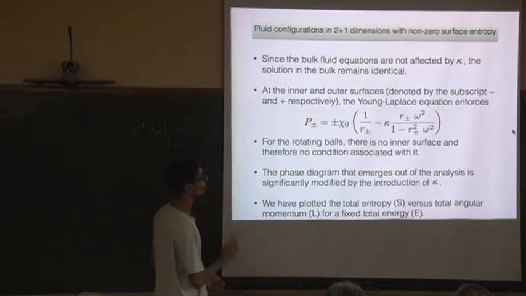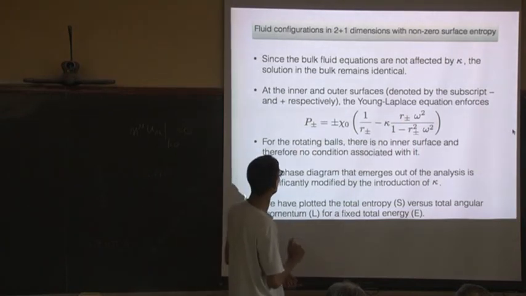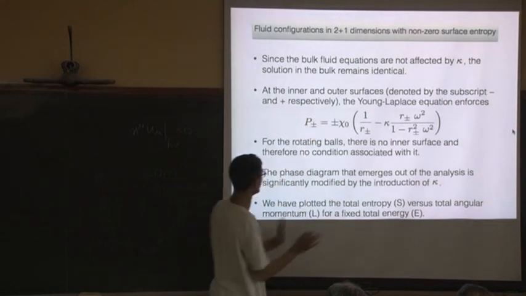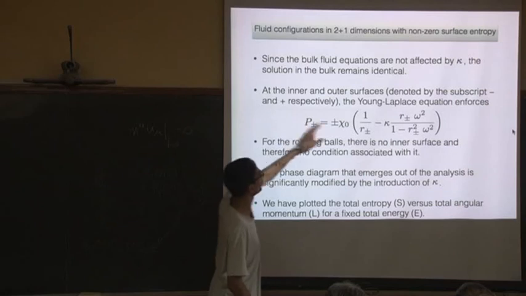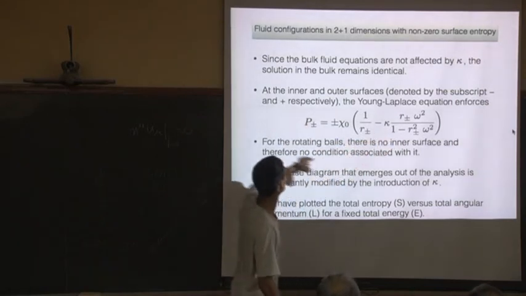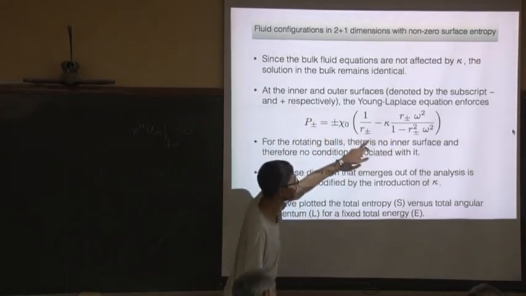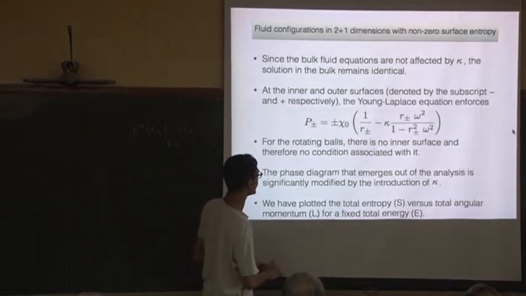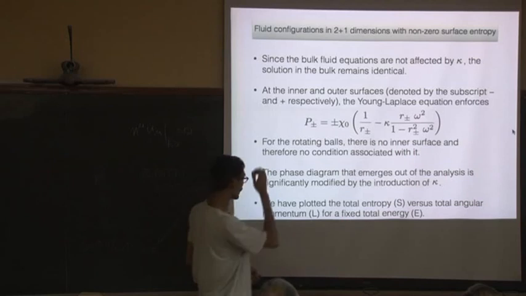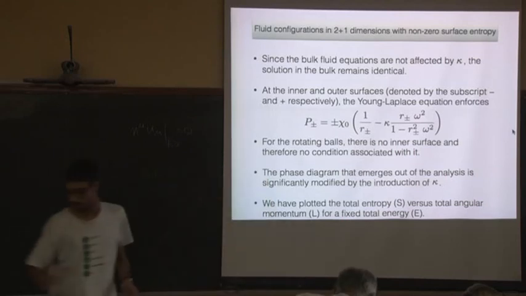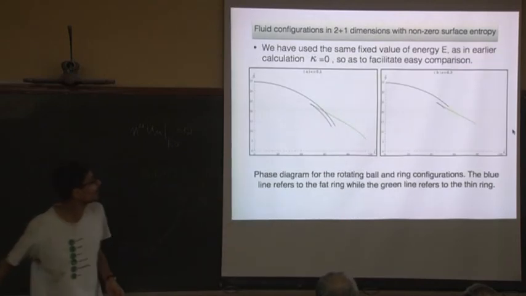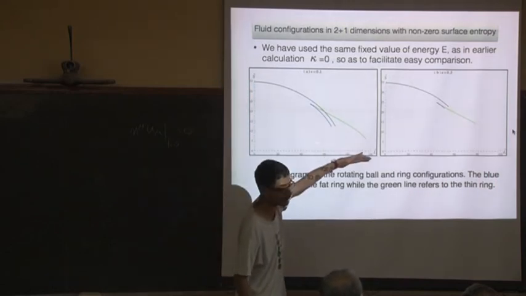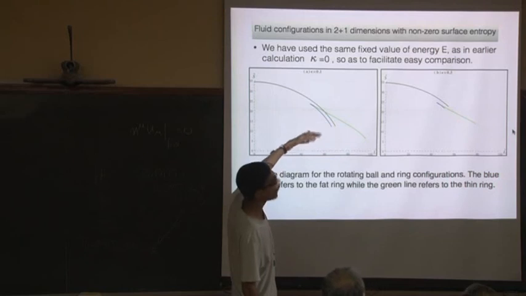So for the rotating balls, when I don't have an inner surface, and therefore no condition associated with the minus, it's just the outer surface. So this is the modification that will happen to the Young-Laplace equation due to this kappa. The phase diagram that emerges out of the analysis is significantly modified by the introduction of kappa. And so the phase diagram that they studied was entropy versus the angular momentum for a fixed energy.